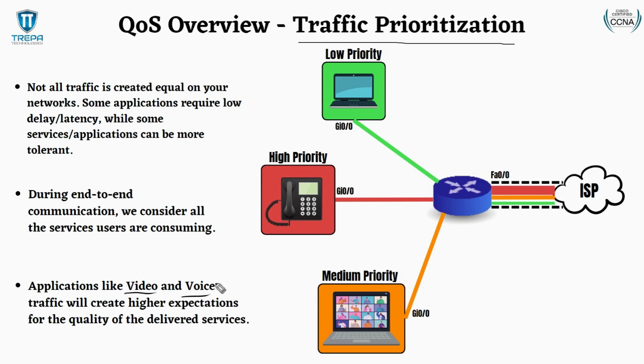And then we have some applications that can be a little bit more tolerant. Like if you're loading a web page and sometimes that web page takes a little bit long to load, that sucks for the user experience, but that isn't critical to our business. Again, this all depends. Some traffic can be a little bit more tolerant while others can't. Voice and video can't be that tolerant to latency or delay, because if traffic doesn't arrive, you won't be able to continue that conversation or that video teleconference call.